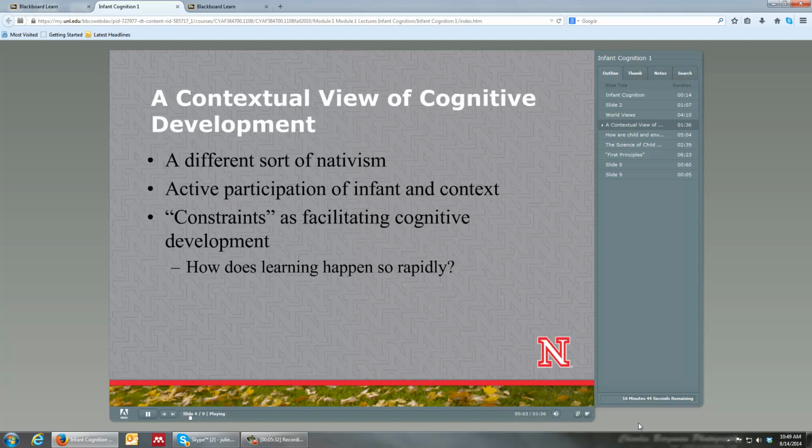The scientist in the crib takes a contextual view of cognitive development, and this is a different sort of nativism, a nativism that really recognizes both the importance of the infant and the context to development. Now think about the fact that there really are infinite possibilities about how infants could make sense of the world. But the vast majority of infants develop the same understandings about the world.